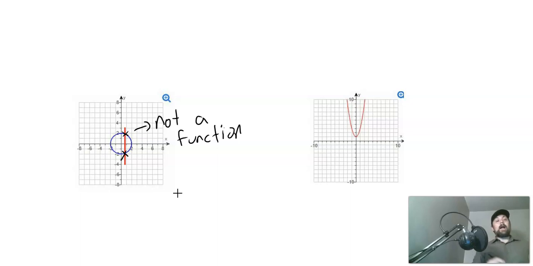Now, why does this mean it's not a function? Remember, to be a function, when I pick a number for x, there can only be one possible answer for y. That's how we know when something is a function.